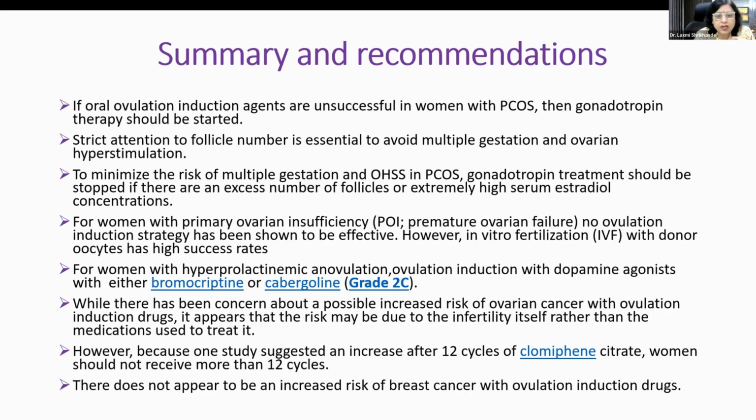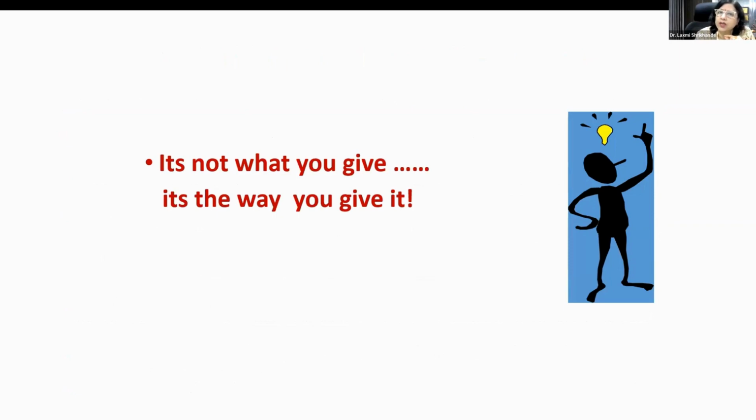While there has been a concern about a possible increased risk of ovarian cancer with ovulation induction drugs, it appears that the risk may be due to the infertility itself rather than the medications used to treat that subfertility. However, because one study suggested an increased risk of ovarian cancer after 12 cycles of clomiphene citrate, women should never receive more than 12 cycles of clomiphene citrate in their entire lifetime. And there does not appear to be an increased risk of breast cancer with ovulation induction drugs.